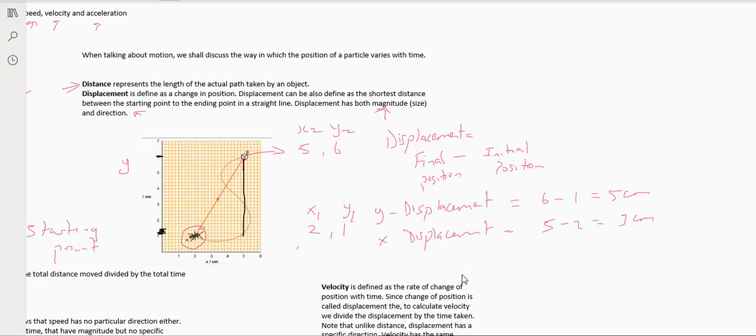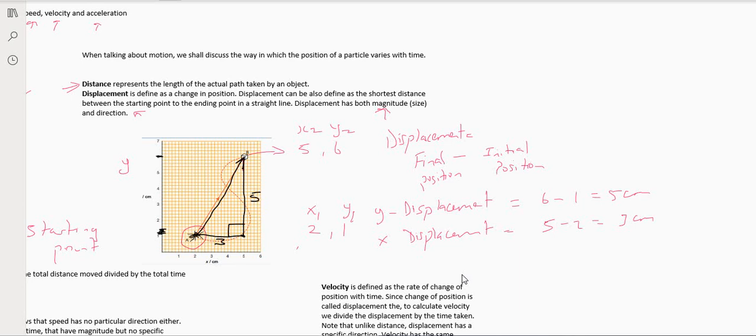Now on the other axis there's going to be a difference as well. He moved from position 2 to 5 centimeters, so we end up having 3 centimeters in between here. Good? So we have 5 here, and we have 3 here. We can now use the Pythagoras theorem, because this has formed a right angle triangle, to determine the displacement for the side of the triangle, right?